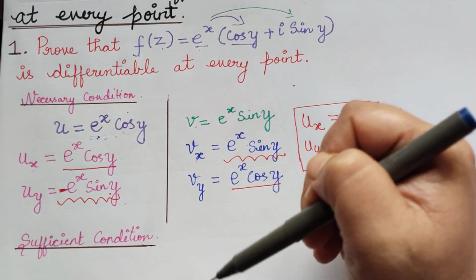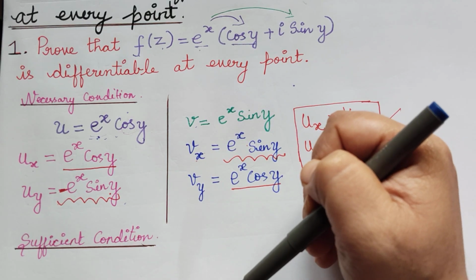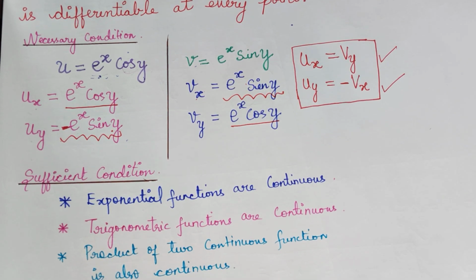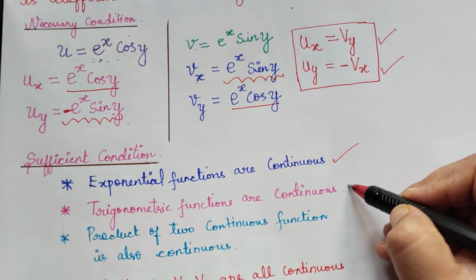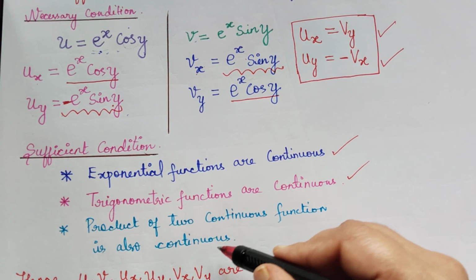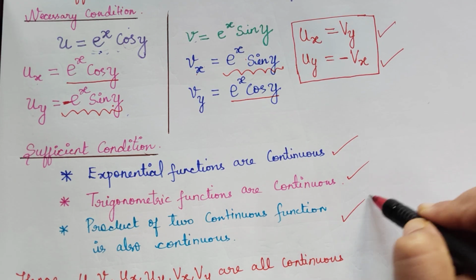Now let me put into words whatever I said now. I have written here: all exponential functions are continuous. Trigonometric functions are also continuous. And the product of two continuous functions is also continuous.